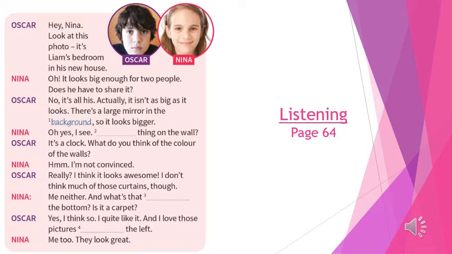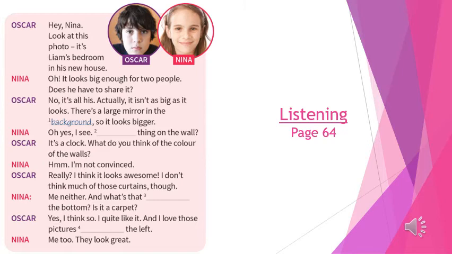Unit 5, Track 11. Hey Nina, look at this photo. It's Liam's bedroom in his new house. Oh, it looks big enough for 2 people. Does he have to share it? No, it's all his. Actually, big as it looks, there's a large mirror in the background, so it looks bigger. Oh yes, I see. What's that thing on the wall? It's a clock. What do you think of the colour of the walls? I'm not convinced. Really? I think it looks awesome. I don't think much of those curtains, though. Me neither. And what's that at the bottom? Is it a carpet? Yes, I think so. I quite like it. And I love those pictures on the left. Me too. They look great.